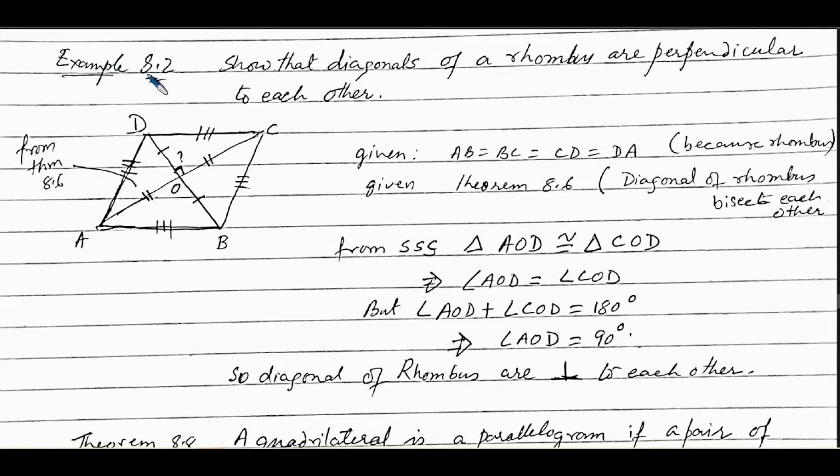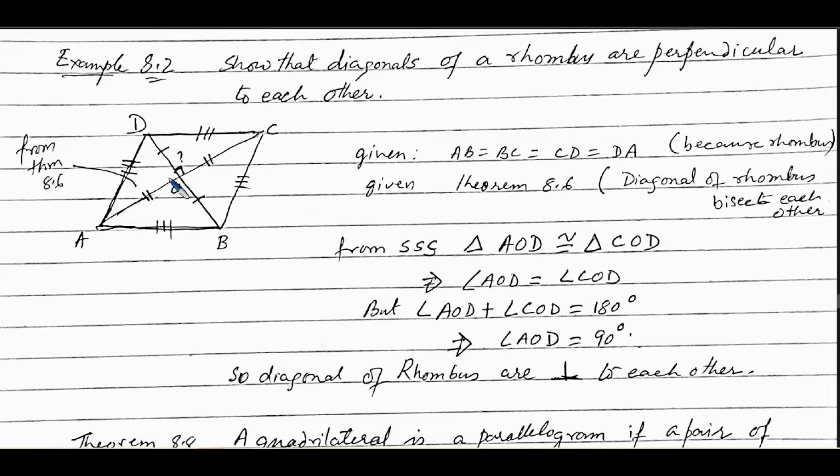So this is example 8.2 of chapter 8. Show that diagonals of a rhombus are perpendicular to each other. By definition of a rhombus, all sides have to be equal. AB is equal to BC equal to CD because it is a rhombus. And we know by an earlier theorem which we have proved that the diagonals of a rhombus bisect each other. That means if they cross, they will bisect.